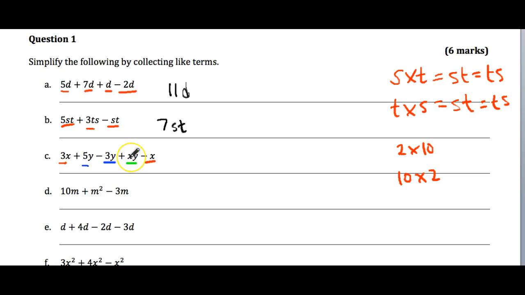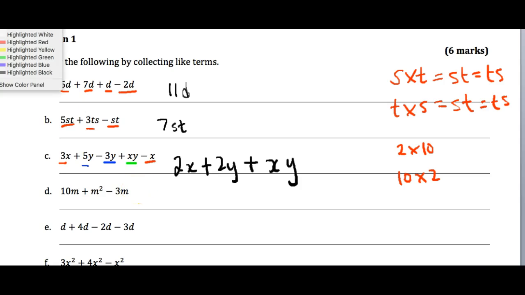You can rewrite them by bringing them together, but underlining also helps. But remember, the sign stays with the term. So this x is actually a minus x. When I do the 3x, I have 3x minus x gives me 2x. And then I have 5y minus 3y, which is minus 2y, and then plus xy. I think I just made a mistake there. It should be a plus. So 5y minus 3y is 2y.